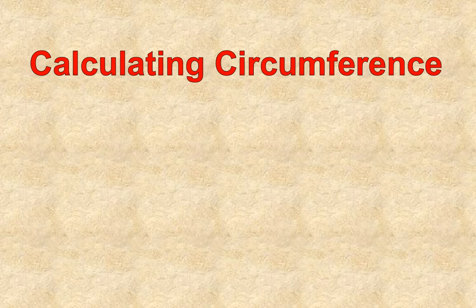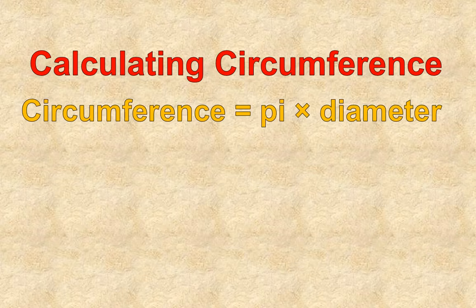So how would we do that? There is a really simple equation that says the circumference is equal to pi times the diameter. It's written like this: circumference equals pi d.